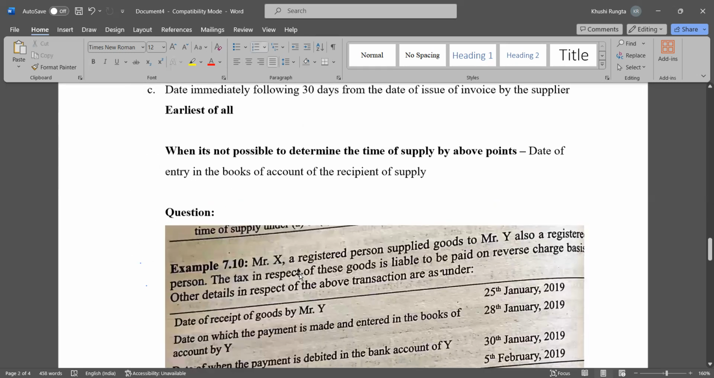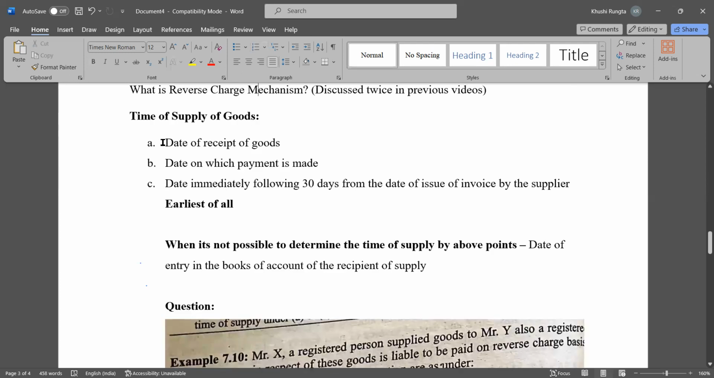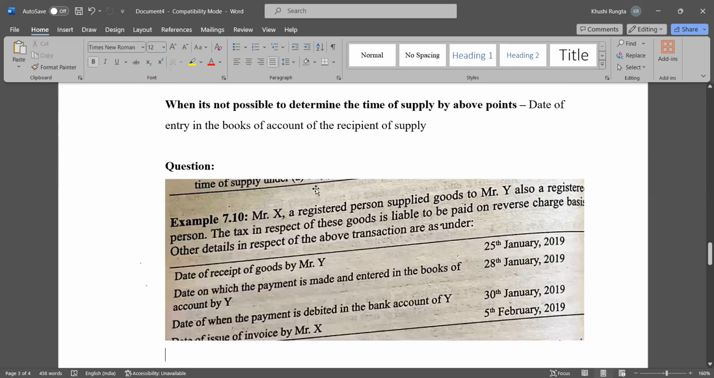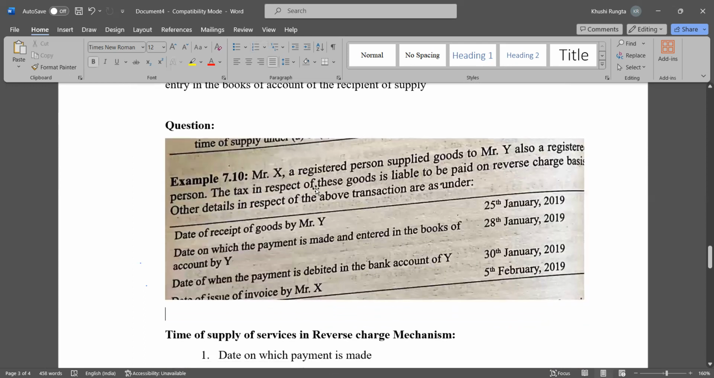Okay. So in reverse charge mechanism of goods, three things are told: date of receipt of goods, date on which payment is made, and the date immediately following 30 days from the date of issue, means basically the 31st day. Okay. Now let's solve a question to make it more clear.